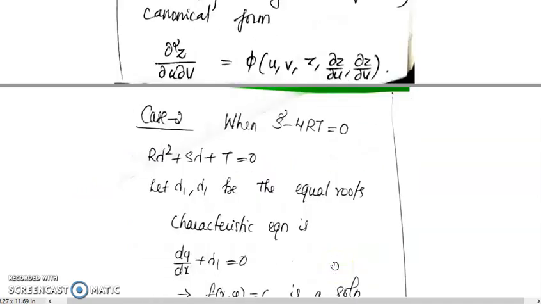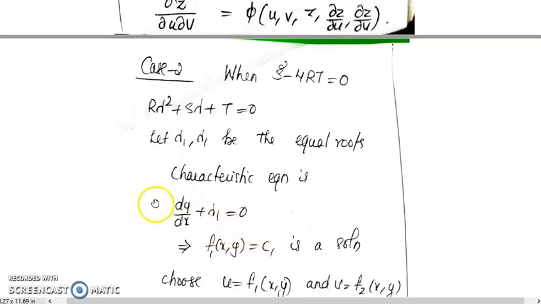Okay, and the second case is when the discriminant is equal to 0. When the discriminant equals 0, there will be equal roots. So you have two roots, both equal, both lambda 1. So you will have only a single characteristic equation. You will get the characteristic equation dy by dx plus lambda 1 equal to 0. So the solution will be f1 of x, y equal to c1.